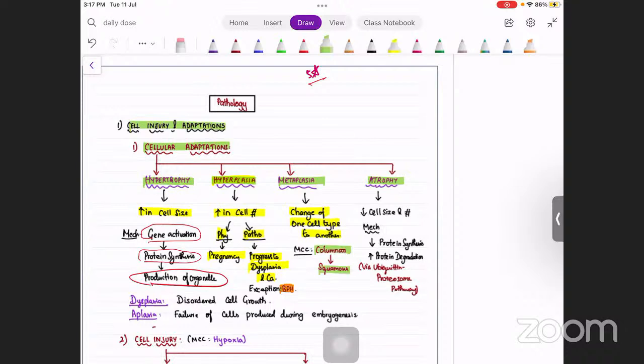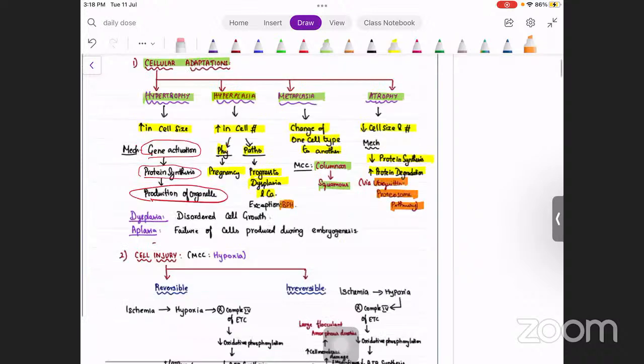And atrophy, exactly opposite to hypertrophy. That means decrease in cell size and number, due to decrease in protein synthesis and increase in protein degradation. How does it increase protein degradation? Via the ubiquitin proteasome pathway, that we will study later. It increases the protein degradation and produces cell shrinkage.